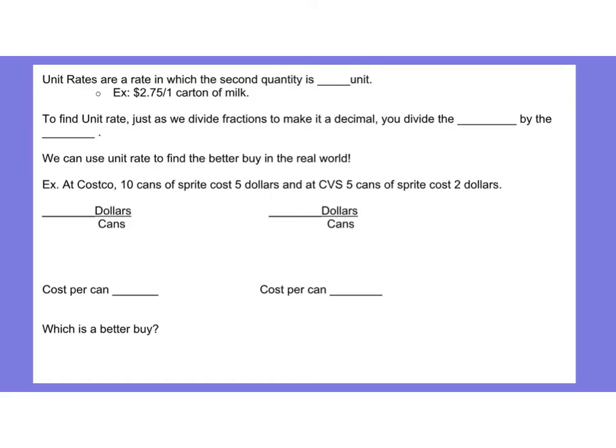Unit rates are a rate in which the second quantity is 1 unit. For example, we could pay $2.75 for 1 carton of milk. The carton of milk is 1 unit. To find the unit rate, just as we divide fractions to make it a decimal, we would divide the numerator by the denominator.